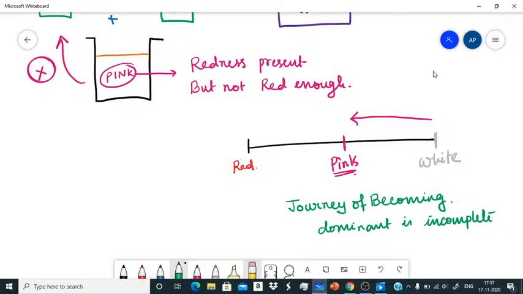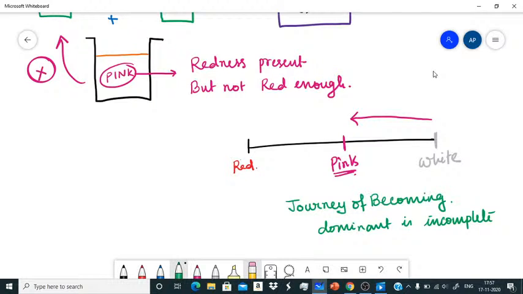Over here also, as a result of mixture, the color tried to shift towards the dominant side of the spectrum. But in that effort, it got stuck in between the red and white. That means it was trying to move towards the red, but it was not able to move towards the red entirely. It got stuck in between in a color like pink, right?